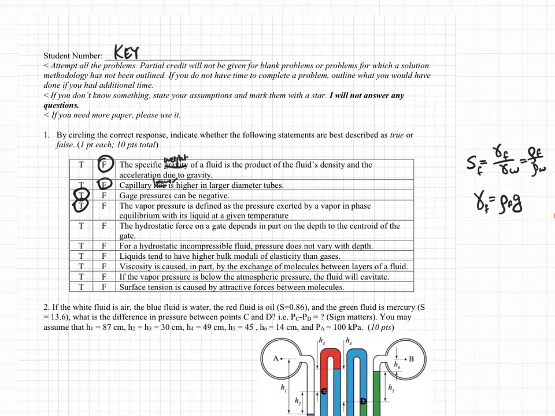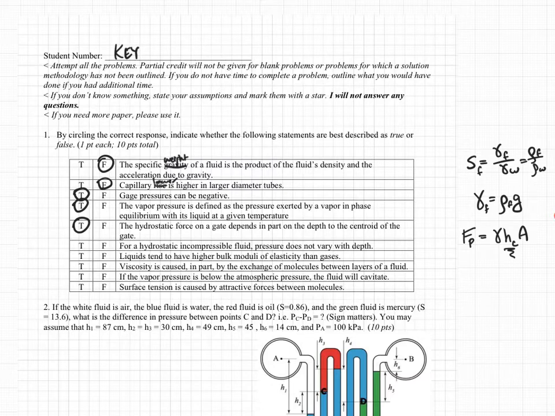And the hydrostatic force on a gate, so what's that? F sub P, force due to pressure. Usually it's equal to gamma times h bar, or h_c. I think your book is using h_c, the depth to the centroid, times the area. So, hydrostatic force on a gate depends in part on the depth to the centroid. Well, this is the depth to the centroid right here, so that's true.